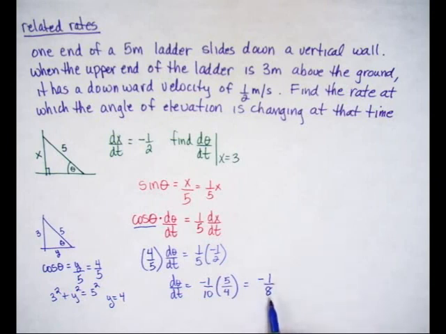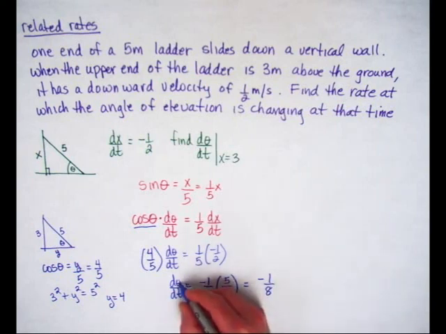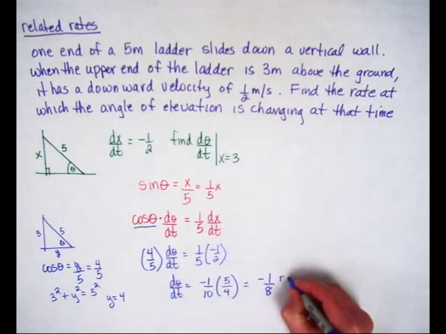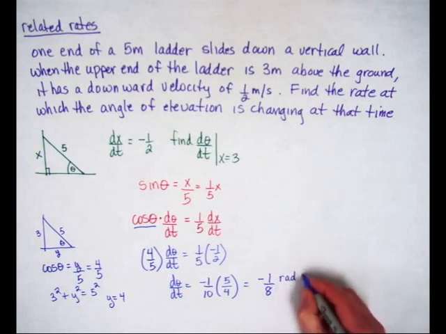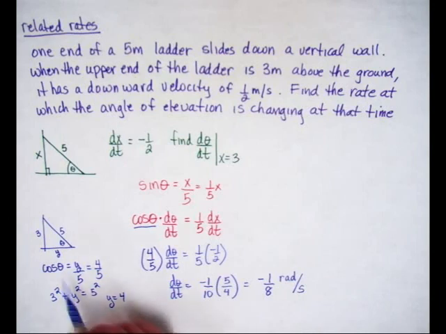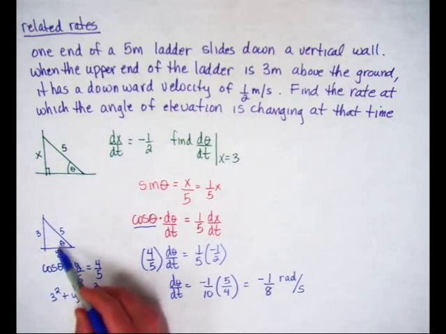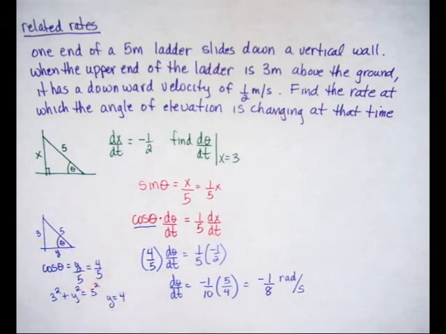It would not be correct to call this a degree. There are no degrees anywhere in our calculations. This answer is just a real number. So the units would be the change in an angle in a real number unit, which is a rad, per our unit time, which in this case is seconds. So at the moment that the ladder is 3 meters above the ground, this angle right here, theta, is decreasing at a rate of 1/8 of a rad per second.